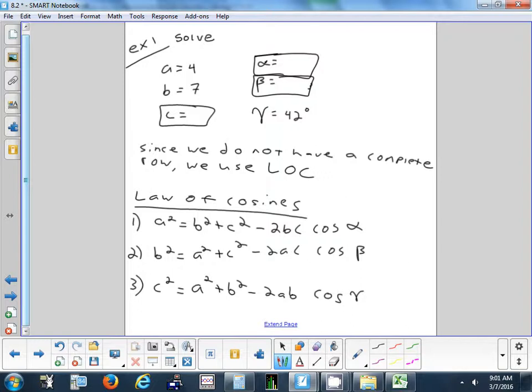So if you picked version 1, you'd need alpha, but you don't have that. Now you're missing C and alpha. If you pick version 2, you're missing C and beta. But if you pick version 3, you know gamma, and you can fill that in.